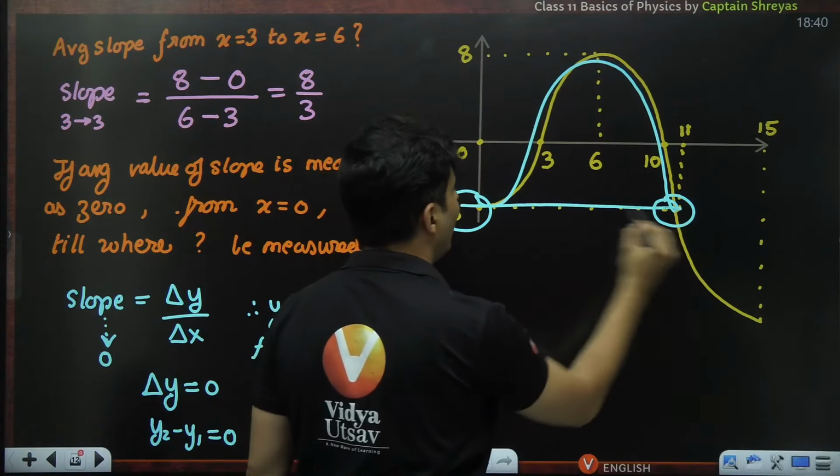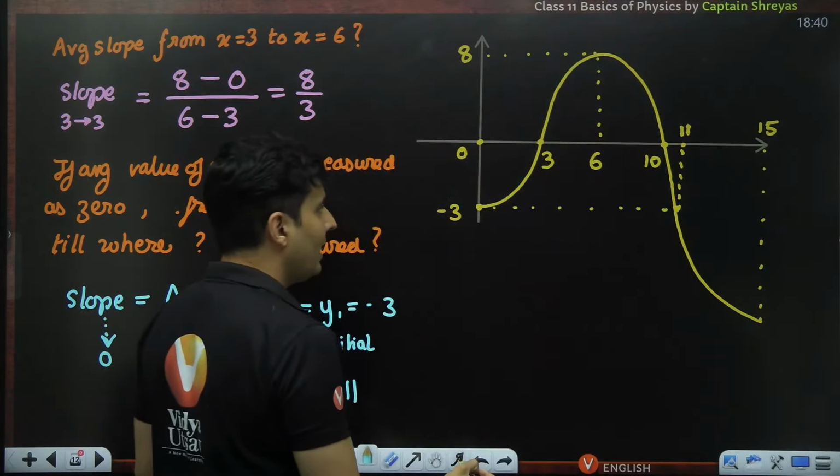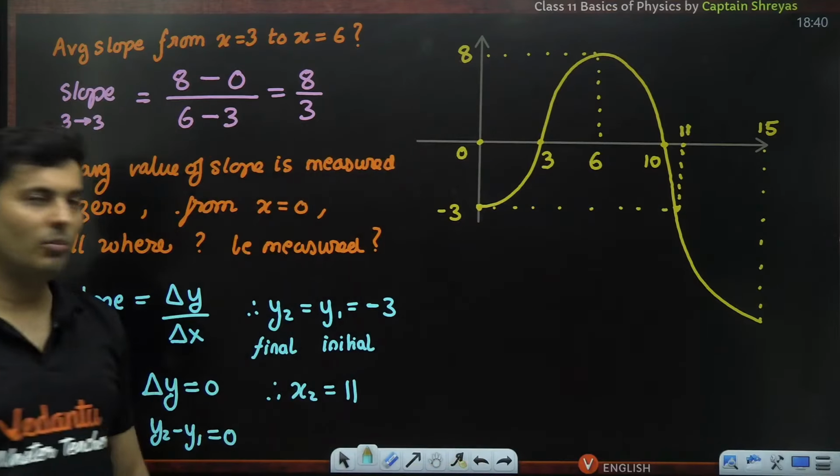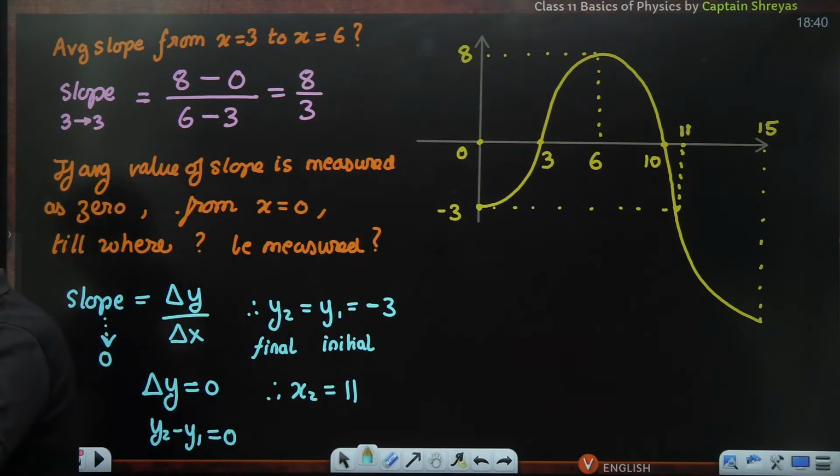You will see that the y hasn't changed. The y hasn't actually changed. It is still -3. So that is the point till which the average slope is 0.